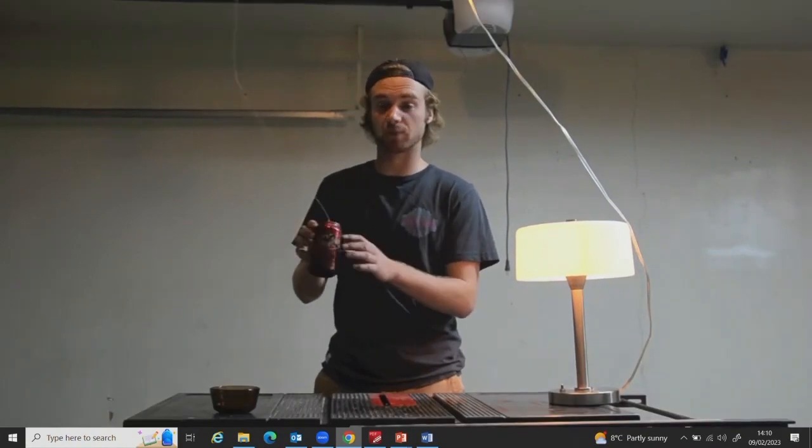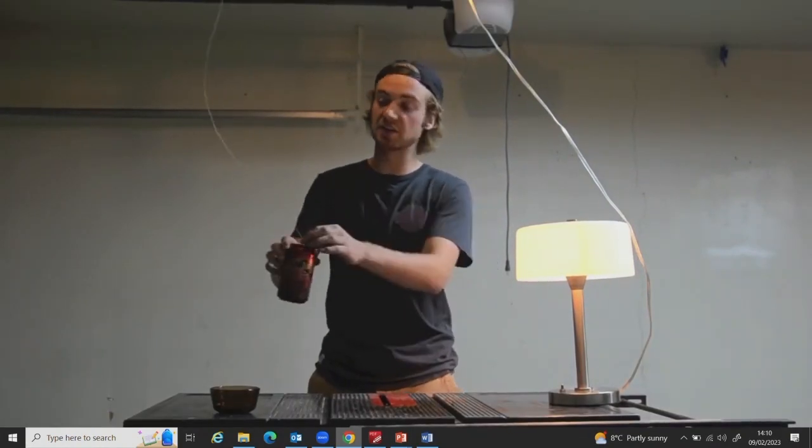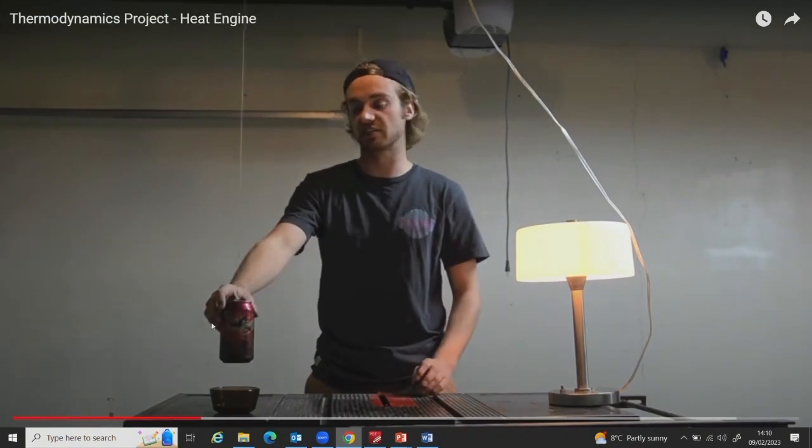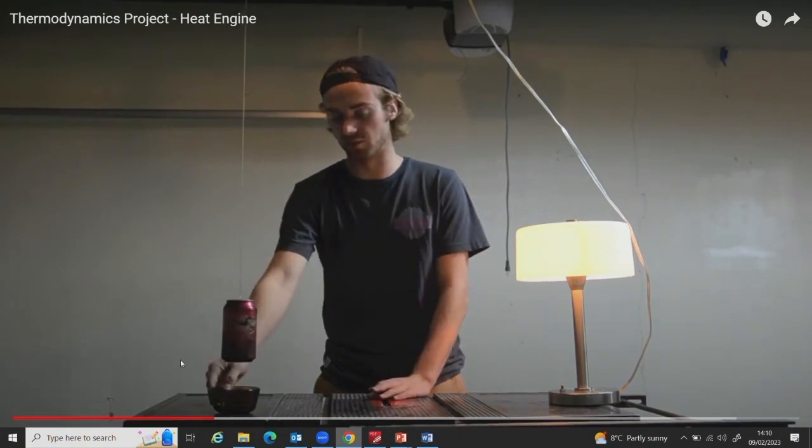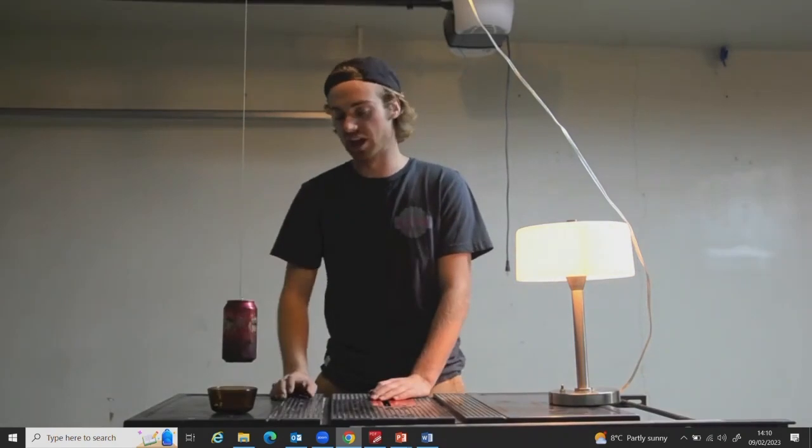So I can explain to you what is going on here. It's an empty can, but there's water in it, and there are three or four holes drilled in the can. So what is he doing? He's attached it to a string, and then he puts it on a flame or a fire. And then let's see what happens.